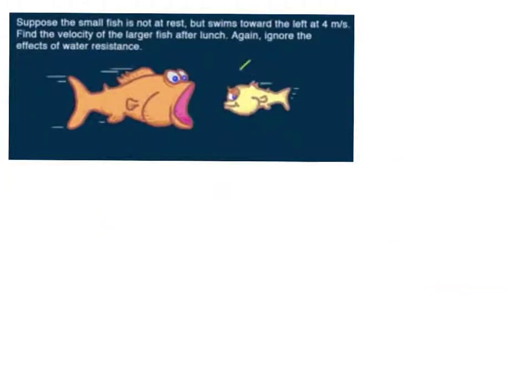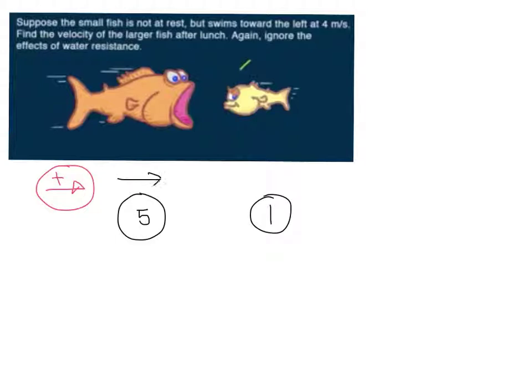Now, in this situation the little fish isn't just sitting there, he's actually swimming towards the big fish. Again, I'm going to take the right to be positive. So the big fish is 5 kilograms, the small fish is 1 kilogram. The big fish is swimming along at 1 metre per second. The small fish is now swimming in the opposite direction at 4 metres per second. Afterwards, big fish and little fish together make 6 kilograms, and we want to know how fast the big fish will be going.